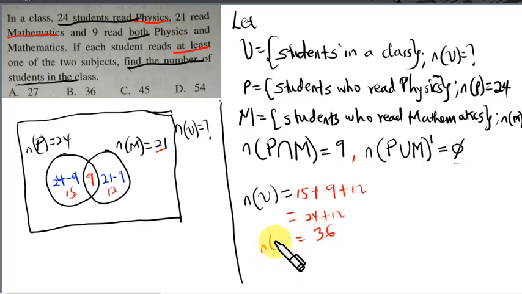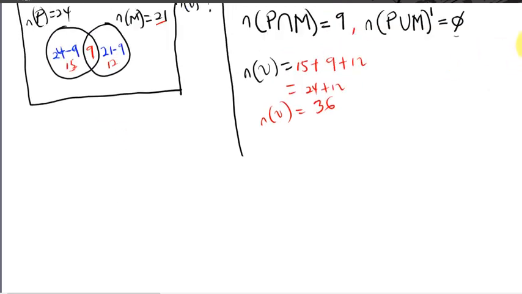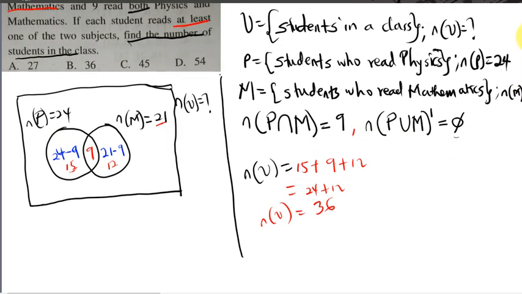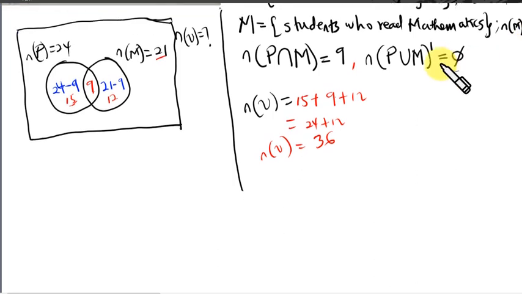So it means the number of students in the entire set is 36. Now there is an alternative way to do this. You don't necessarily have to draw a Venn diagram to solve this. If you look at what we're having here, it is pretty simple.